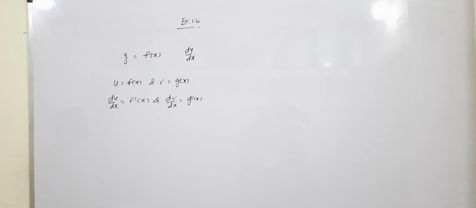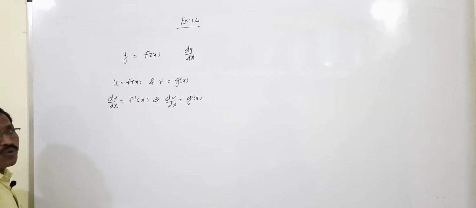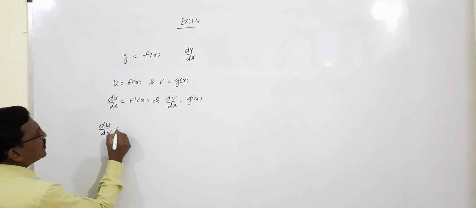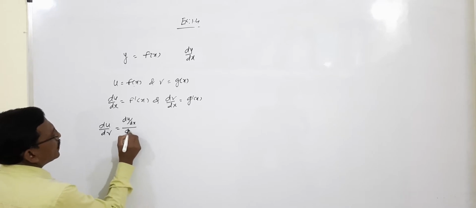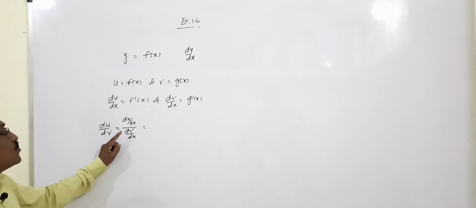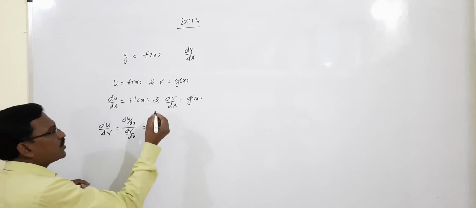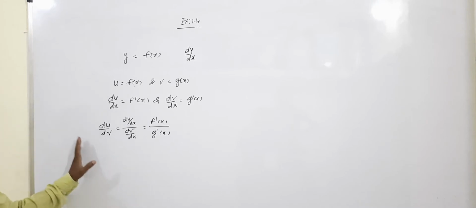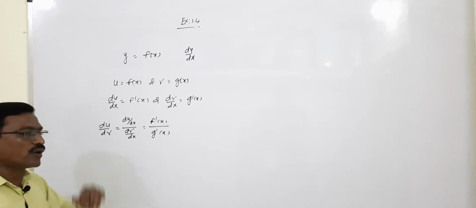And then the derivative of u with respect to v is given by du by dv is equal to du by dx divided by dv by dx, that is f dash x upon g dash x, since the derivative of u with respect to x is f dash x and the derivative of v with respect to x is g dash x. And this is the concept of differentiation of one function with respect to another function.